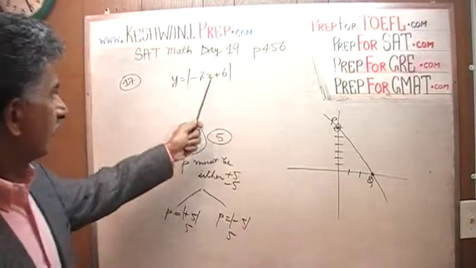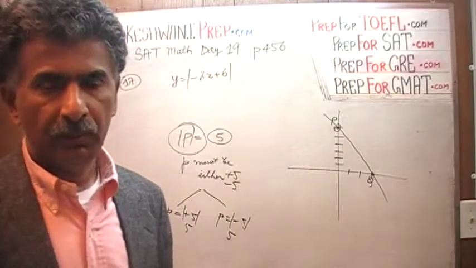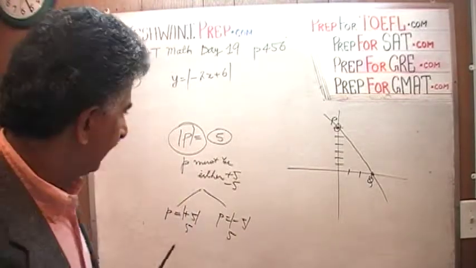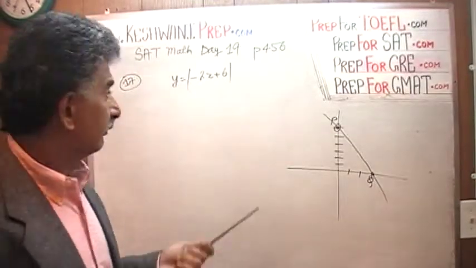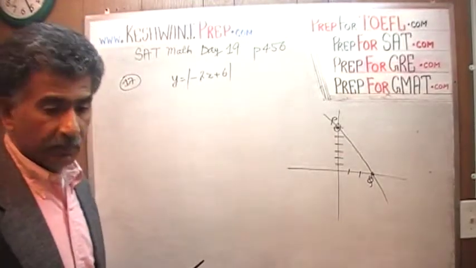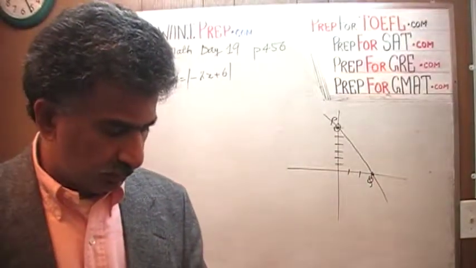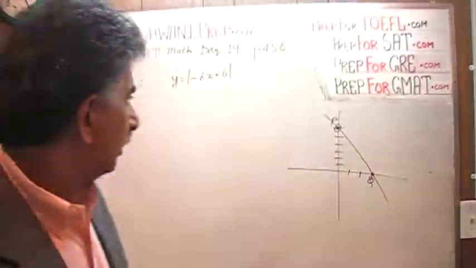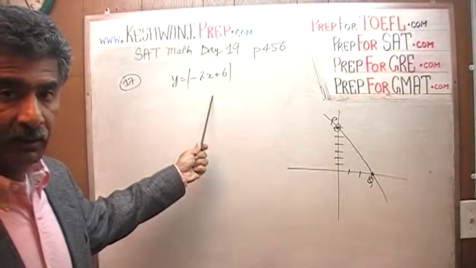By putting an absolute sign around it, what they're telling us is that y is never going to turn negative. For example, the first portion is not going to change. The first portion is going to still be the same. They want us to find the graph of this guy.